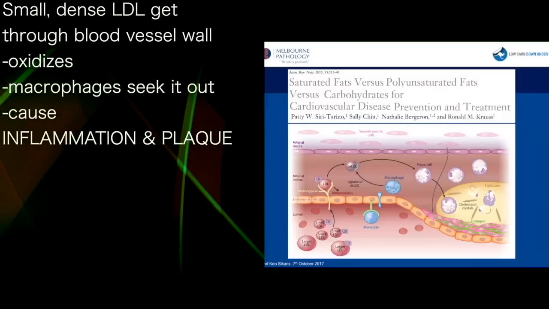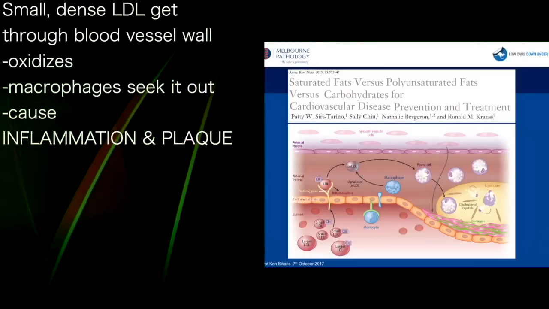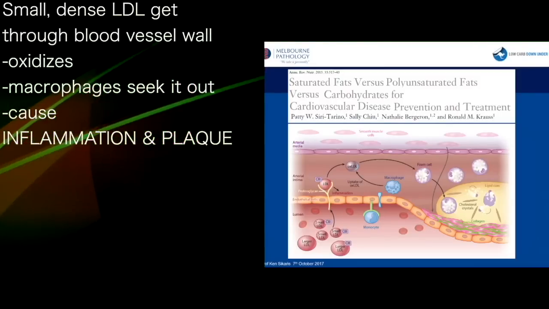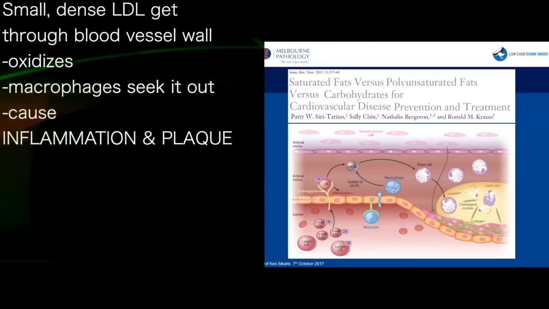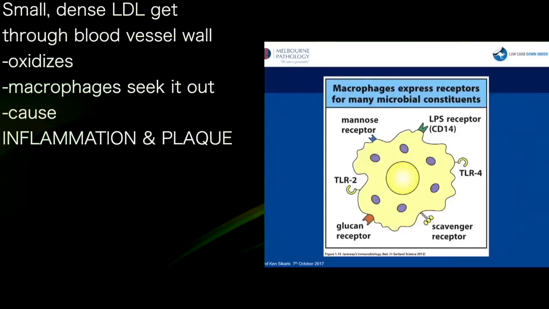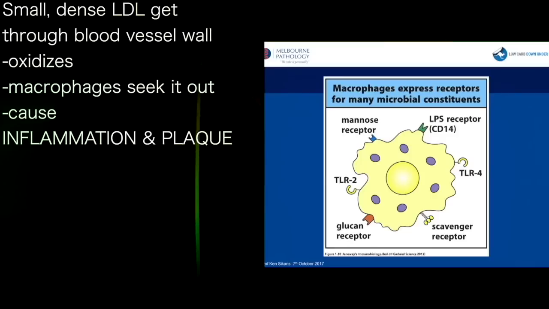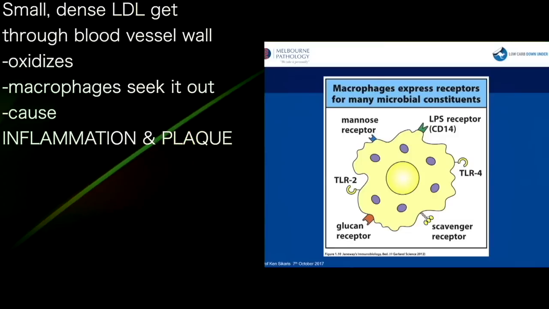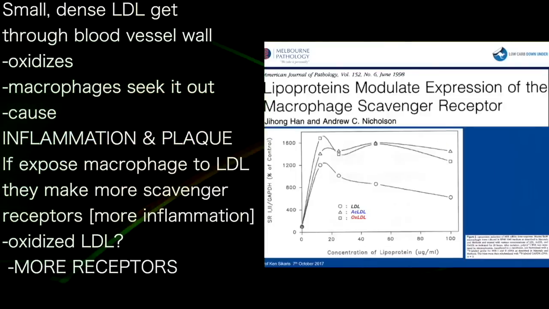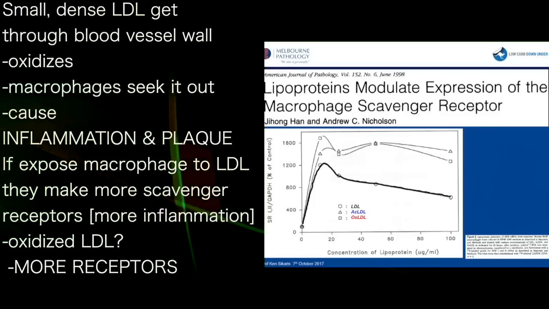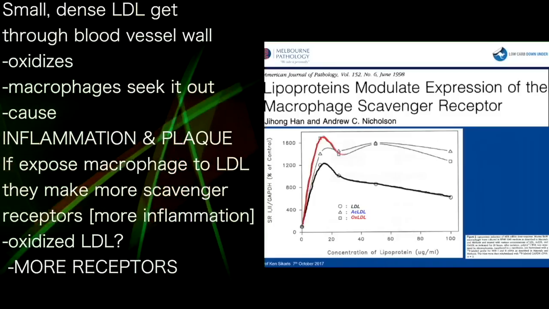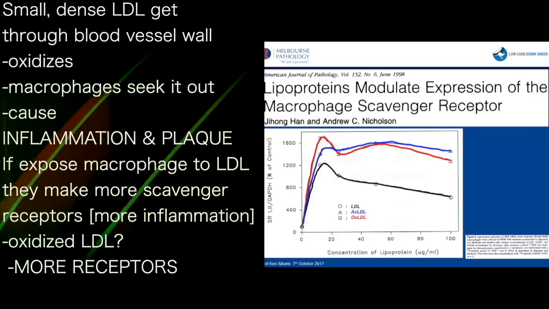Now the small dense LDL, as I said before, it gets through the vessel wall, it can be oxidised. The macrophages actually look for it and take it up and become fluffy and cause inflammation and cause the plaque. So here's the macrophage with lots of receptors to try to find rubbish or bacteria, and the scavenger receptor. And one of the things that happens, if you expose macrophages to LDL, they'll make more scavenger receptor. If you expose them to oxidized or modified LDL, they'll make even more scavenger receptor. So they love this stuff.